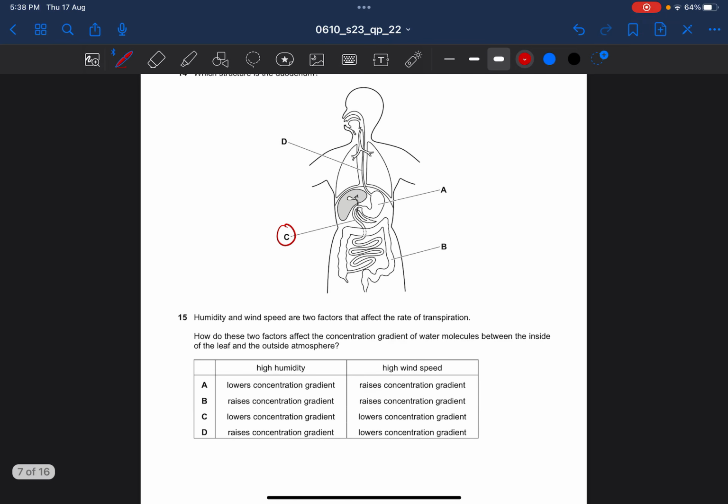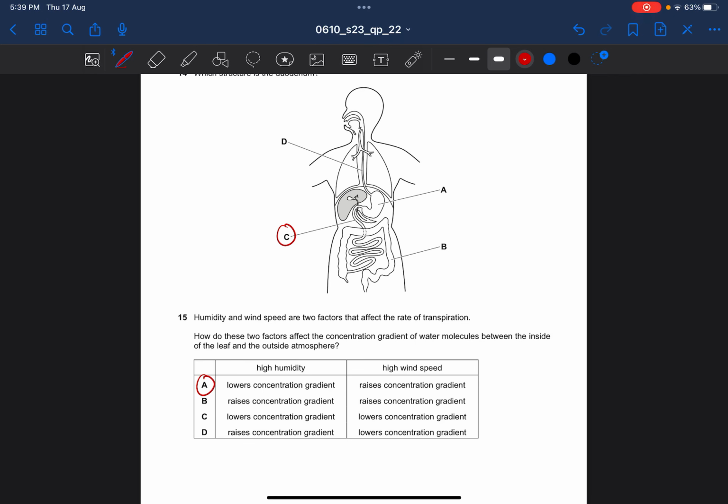Question 15. Humidity and wind speed are two factors that affect the rate of transpiration. How do these two factors affect the concentration gradient of water molecules between the inside of the leaf and the outside atmosphere? So we know that when there's high humidity, there is a lower rate of transpiration, and high wind speed increases the rate of transpiration. So the answer for this is A.